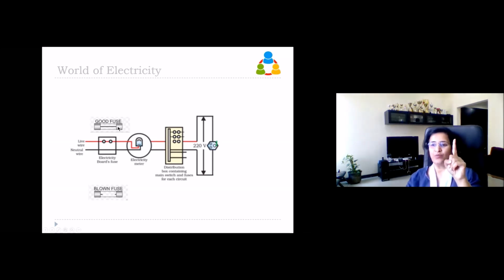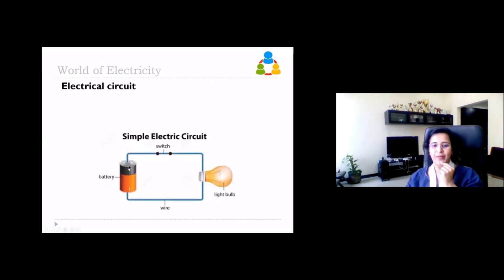In electricity, there is one thing: the circuit always has to be continuous. So if the fuse is blown out, current will not come into your home. Sometimes when there is no power supply in other homes but not in yours, your parents might ask, has the fuse gone? Or in the movies you might have seen them go and replace the fuse. That's what the fuse is. Then this is the simple electrical circuit I told you about. It should be continuous. In a normal house we will have a socket and a plug.